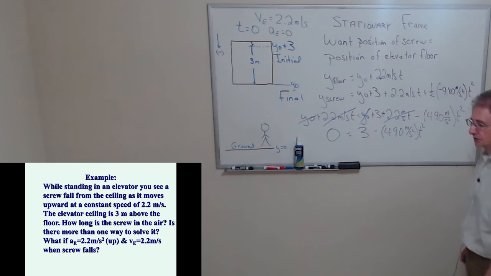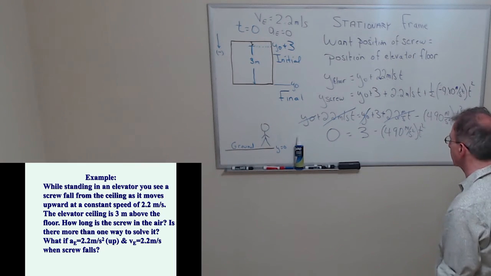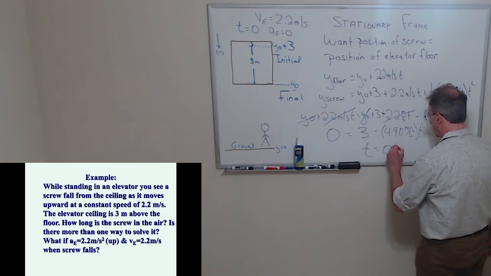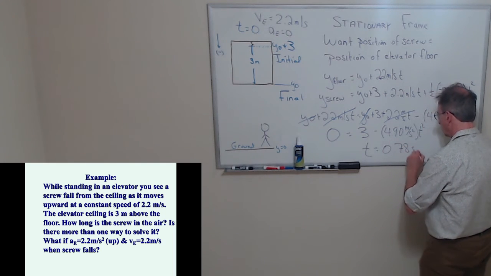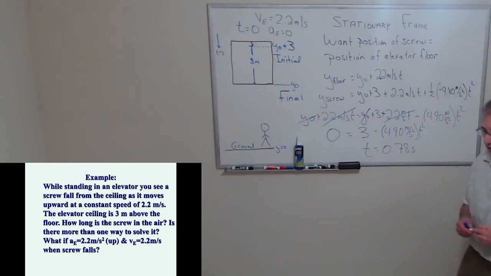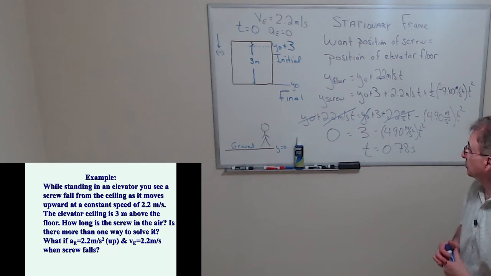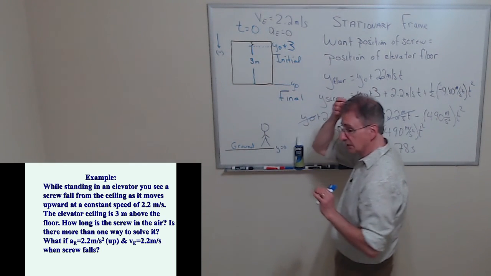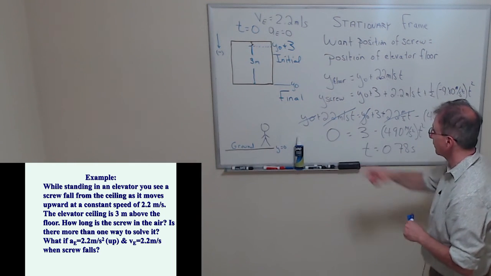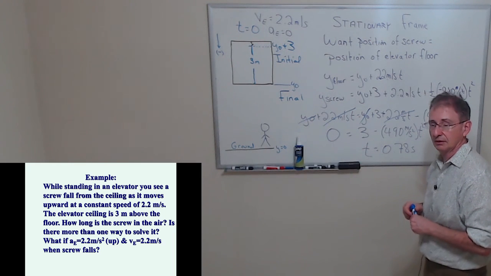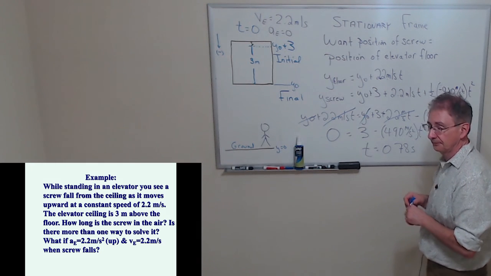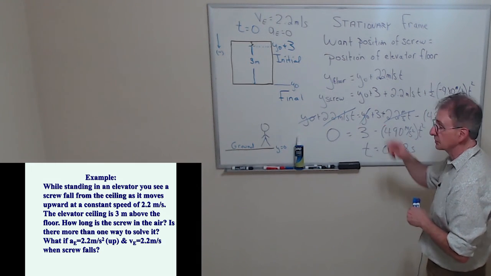Of course, you can solve that. And because I have limited space on my board, I'm just going to tell you the answer, because you know how to do the algebra. You get 0.78 seconds. So it takes 0.78 seconds for the screw to go from here to here. And we did this problem from the reference frame of a person standing on the ground. Next, what I want to do is the same problem, but with a person standing in the elevator.